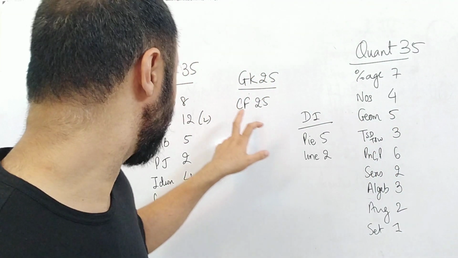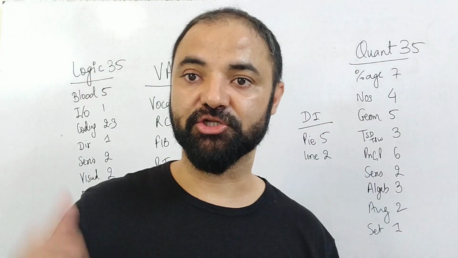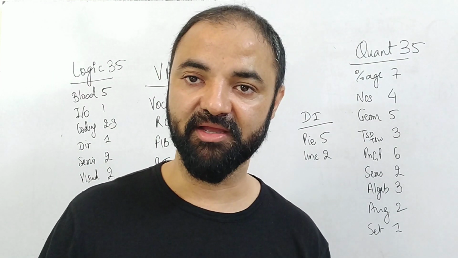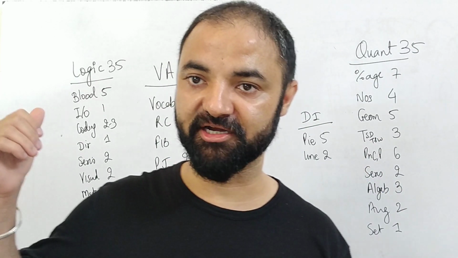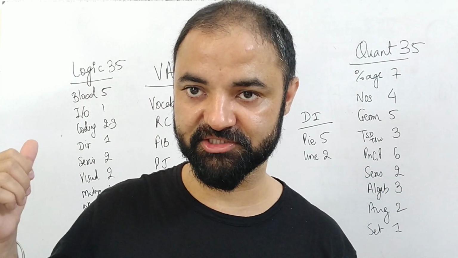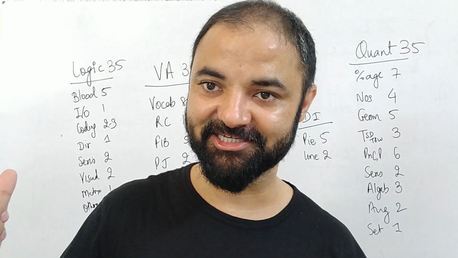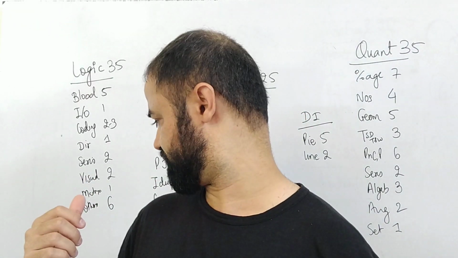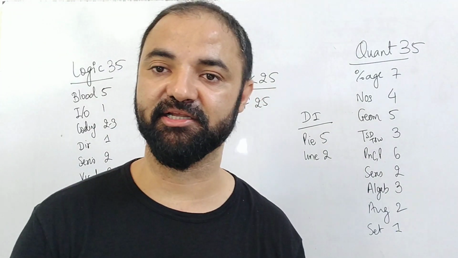Okay. Moving to the logic section, yes. In the logic section you will find the major change here, because compared to preparing for the CAT exam, logic is a totally different ball game. So blood relationship 5 questions, input output 1 question, coding decoding 1, direction sense, series, visual reasoning, matrix based questions and other questions 6.